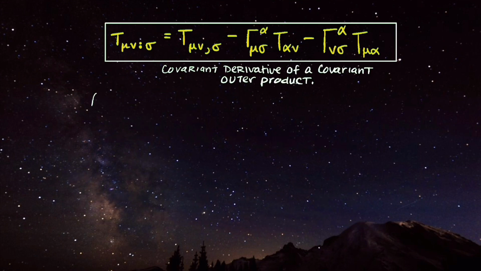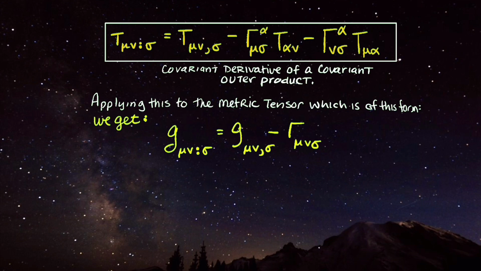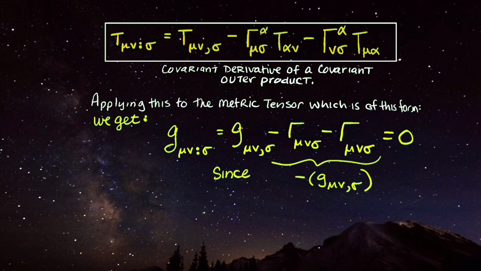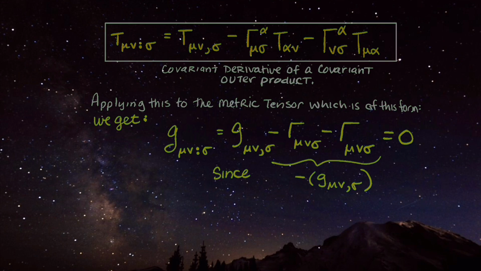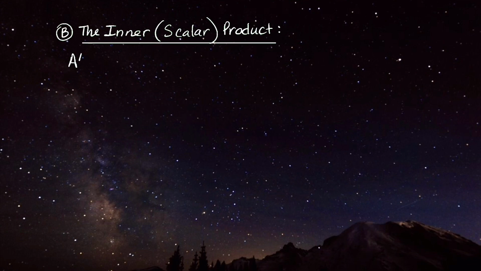So what we do from here is we are going to apply this to the metric tensor, because a metric tensor is of the same form as the tensor above. And in the earlier video we proved this relation. So now, what does an inner product look like, now that we've defined what it looks like to take the covariant derivative of an outer product?